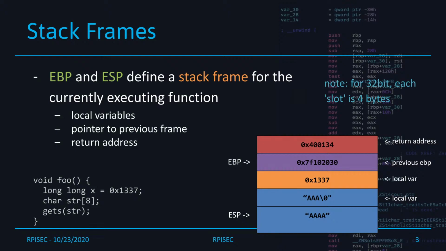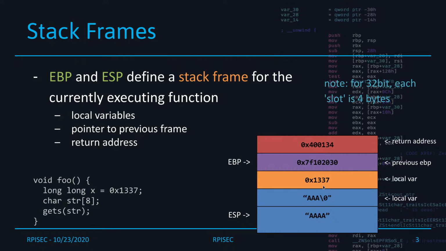So for example here, we just have a little function called foo. We have a long, 0x1337, that's going to be in this variable x here. And then we also have this character buffer. When we call gets on that, that's going to get some input into that character buffer. We've drawn out what the stack frame will look like here. We have the return address up at the very top, and that's going to point to some other point in our code. We're going to have some previous base pointer, and that's going to point to some other location on the stack.